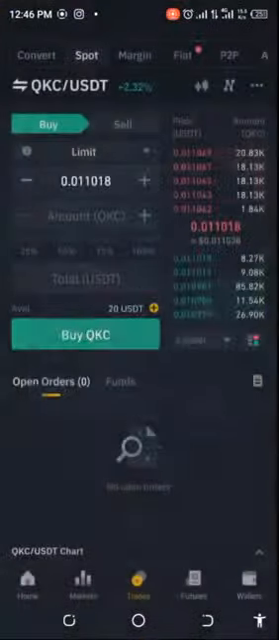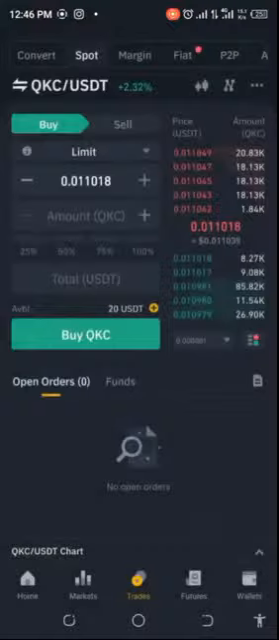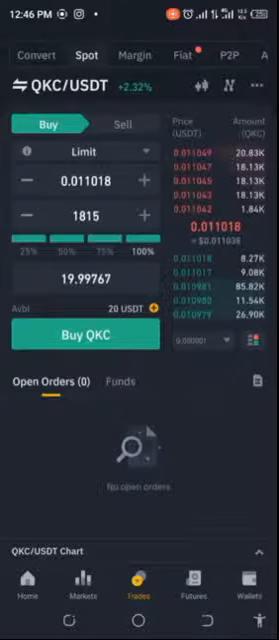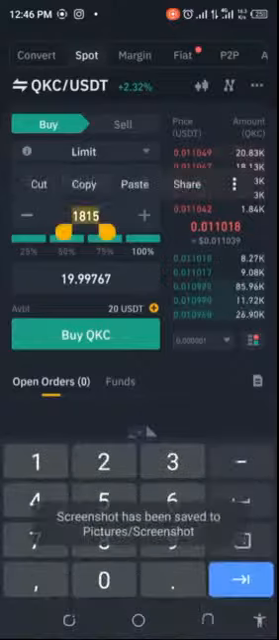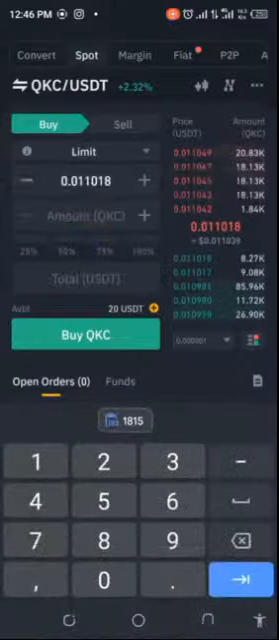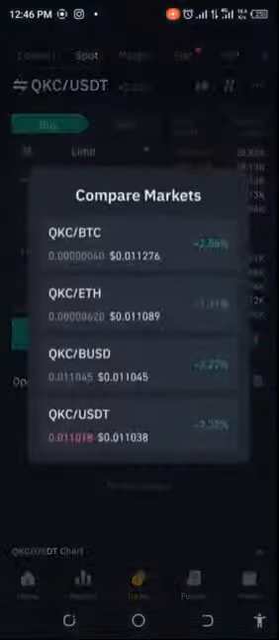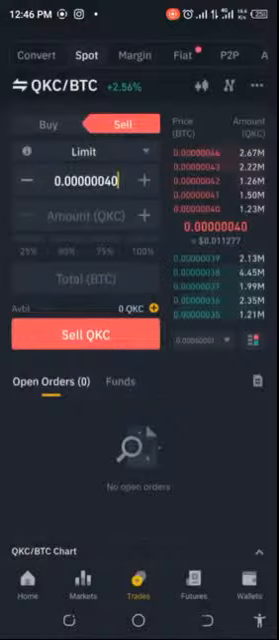So let's go ahead and try this out by simulation first. Don't forget that. So we're going to be doing our experiment and our trade with 20 USDT. So what do we do first? We need to buy 100%. It's not picking up everything, it's just doing 19.99. That's 1815. Let's check that out. So copy that, go straight to BTC. Okay, are we still good? And then we'll sell that to BTC.